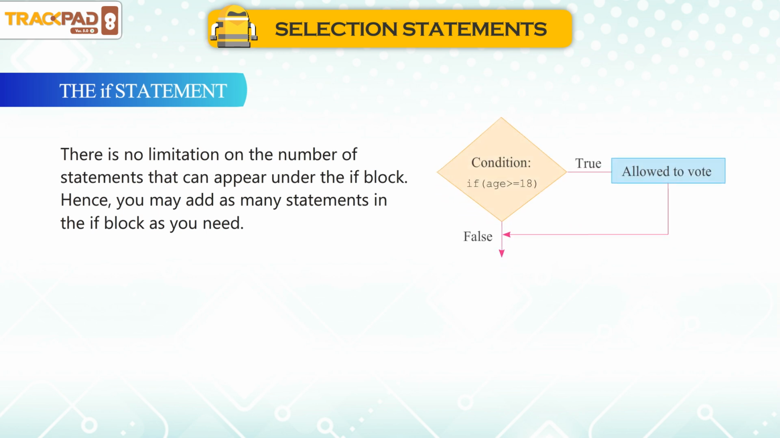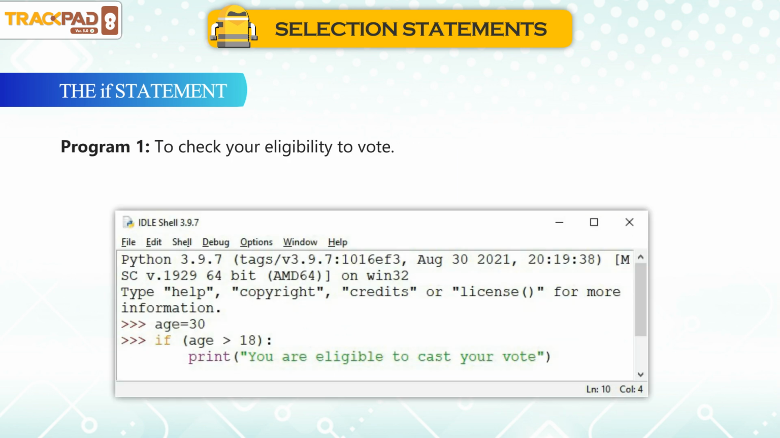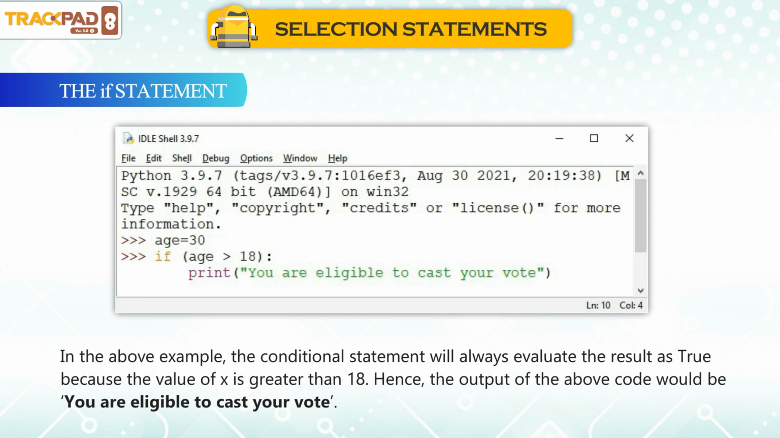There is no limitation on the number of statements that can appear under the if block. Hence, you may add as many statements in the if block as you need. The syntax of if statement is as follows. If conditional expression. Statements. Program 1. To check your eligibility to vote. In the above example, the conditional statement will always evaluate the result as true because the value of x is greater than 18. Hence, the output of the above code would be, you are eligible to cast your vote.